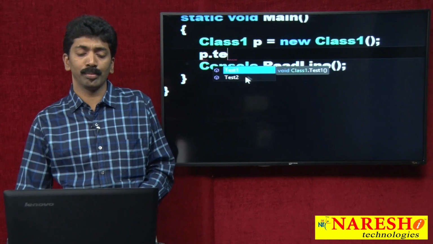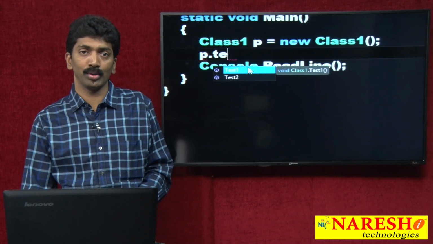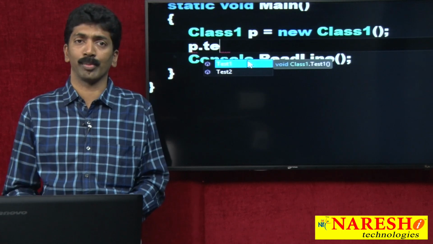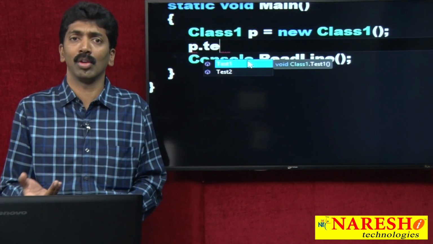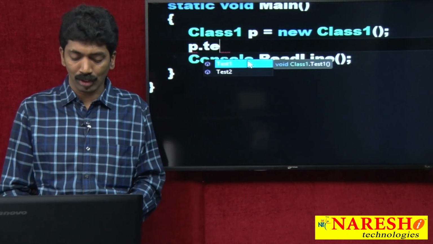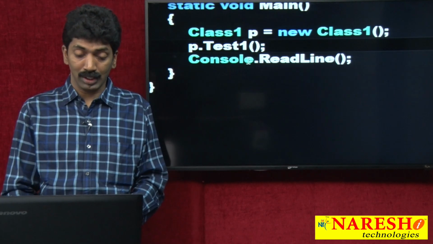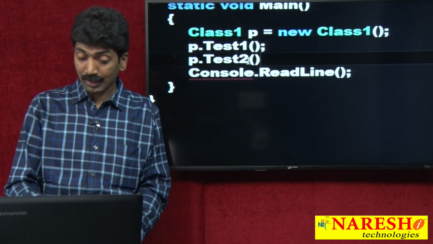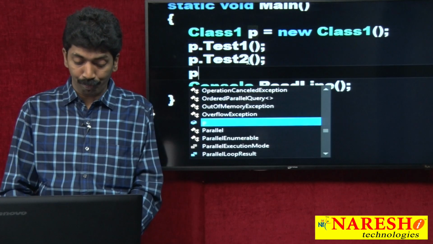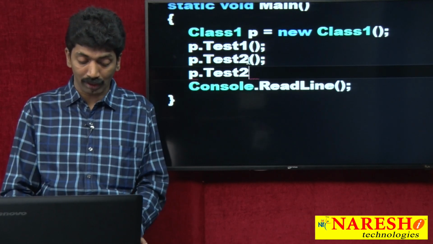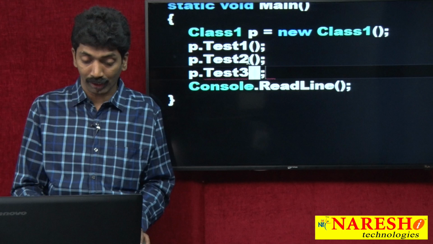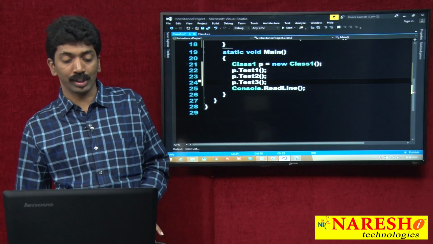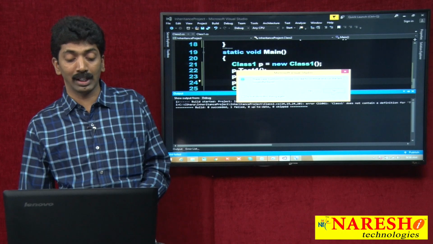Why is it not showing you? Because that is not accessible to you. And remember, if IntelliSense is not showing you, you cannot perform this. If you try to blindly do it, you will get an error. IntelliSense should show you all the things. So test 1, I can call test 2. But if I try to call P dot test 3, even though it is not in the list, I am trying to type it over there, I will get an error when I compile.